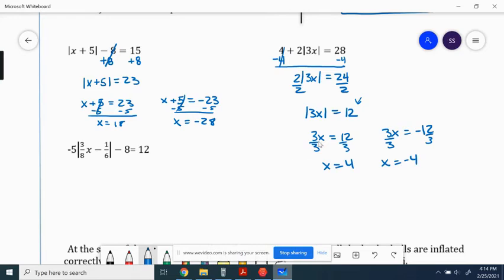All right, moving on. Here we have this ugly one with some fractions, but let's see how it works out. So first thing we want to do is add 8. It's an ugly 8. Add 8. Do it to one side, got to do it to the other side. Cancels out. This is equal to 20. Let's drop down everything else.